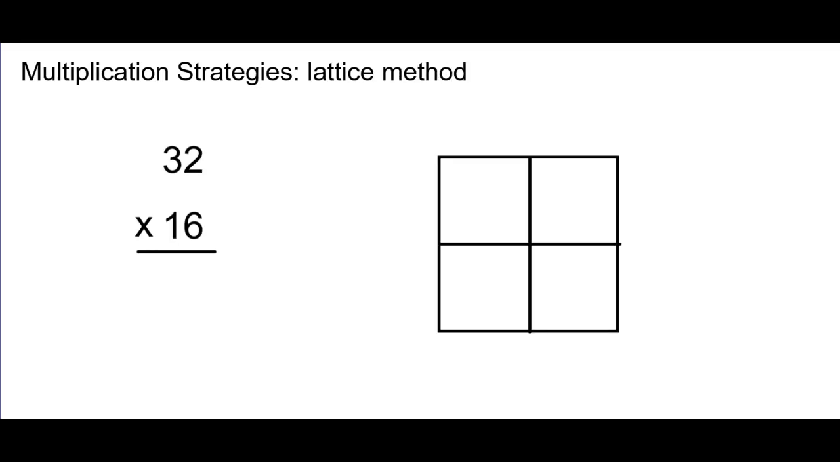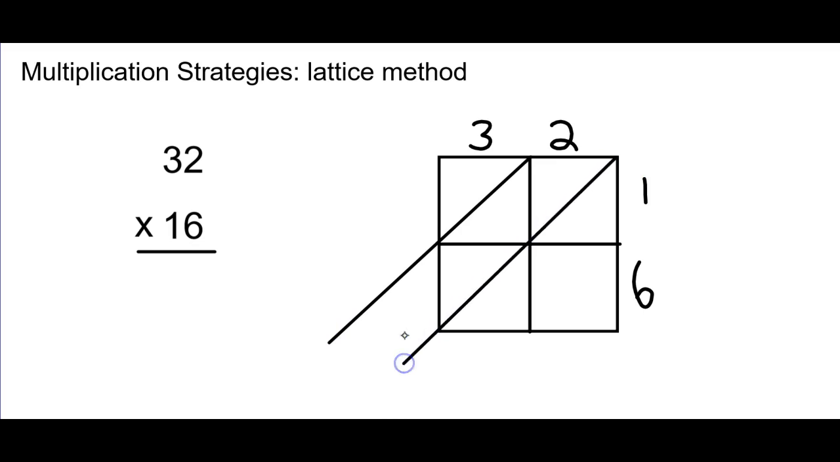So we're going to do the same thing, 32 times 16, but this time we're going to use the lattice method. We've done the lattice method for addition. I think the lattice method for multiplication is pretty fun to do also. First thing I'm going to do is take 32 and write it up top. Remember, because multiplication is commutative, it doesn't matter. I could write 16 up top and 32 down the side. I'm going to do 32 up top and 16 on the side like this. And so I've got a grid set up. I want to draw some diagonals so that we get that lattice look going on. And I like to extend the diagonal a little bit further out. Makes it easier to add up later on and get our answer.